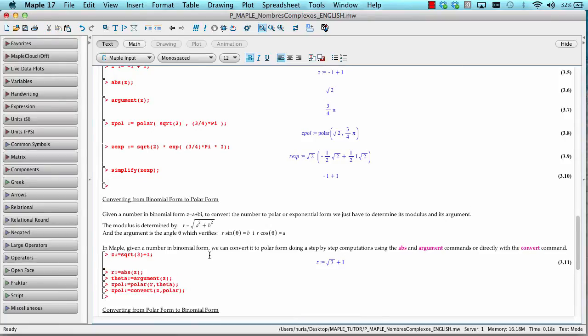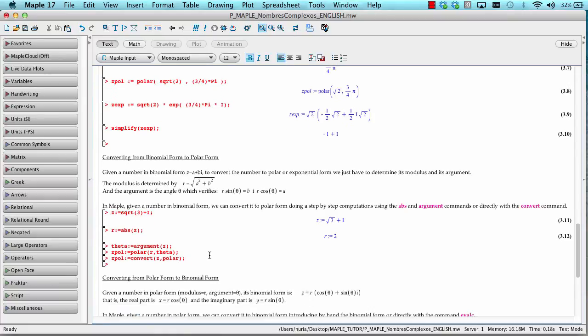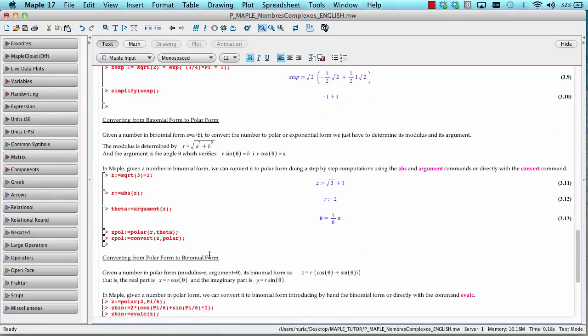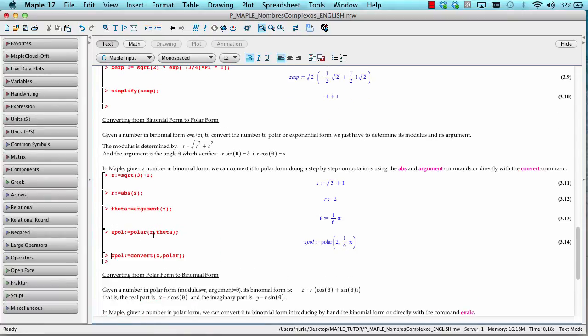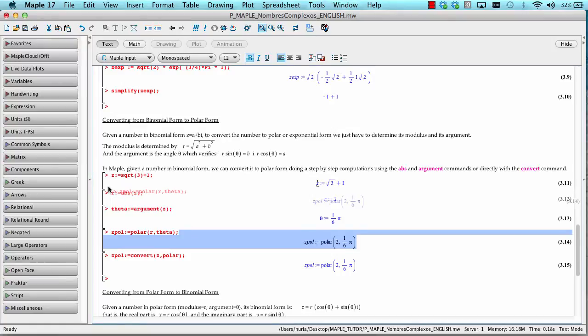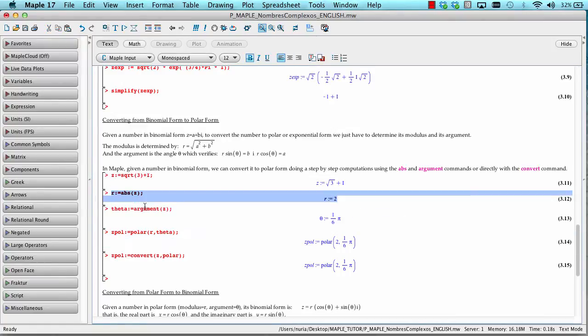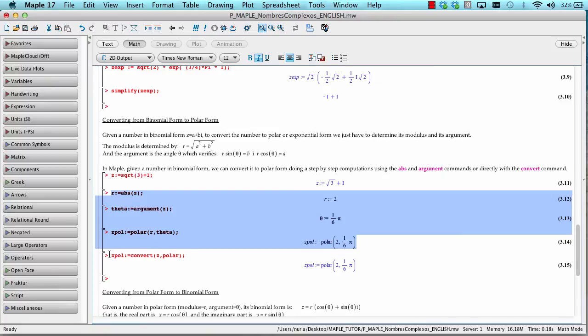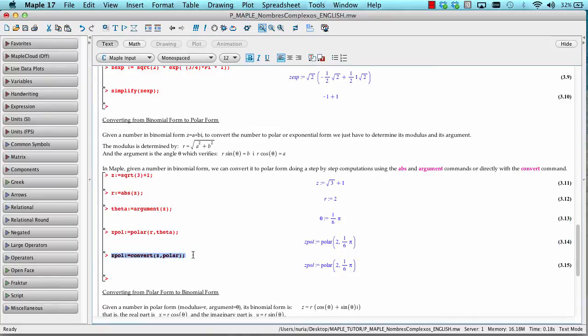So we have z, we compute its magnitude, its argument, and we use the command polar to put it in polar format. We can also use convert the number to polar, and you will see that we get the same result. So these three lines are completely equivalent to this one line. If we have to do it, it's fastest to use the convert polar form, and here you can distinguish the modulus or magnitude and the argument.